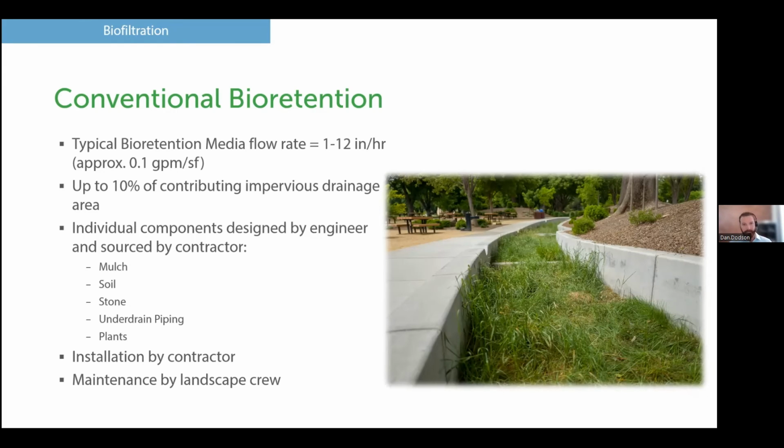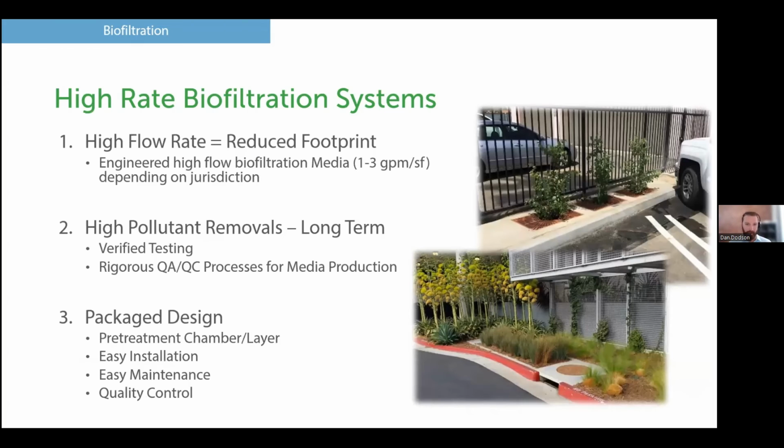So, all right, everyone's still got that 0.1 number in their head. As we move on to the alternative to the conventional, that's your high-rate biofiltration systems. And right off the bat, you'll notice the difference in the flow rates. Why else would they be called high-rate biofiltration systems? With these systems, the engineered media is fully pre-engineered. It gets flow rates between 1 to 3 GPM per square foot. So that's an order of magnitude times what you're going to see in the conventional systems.